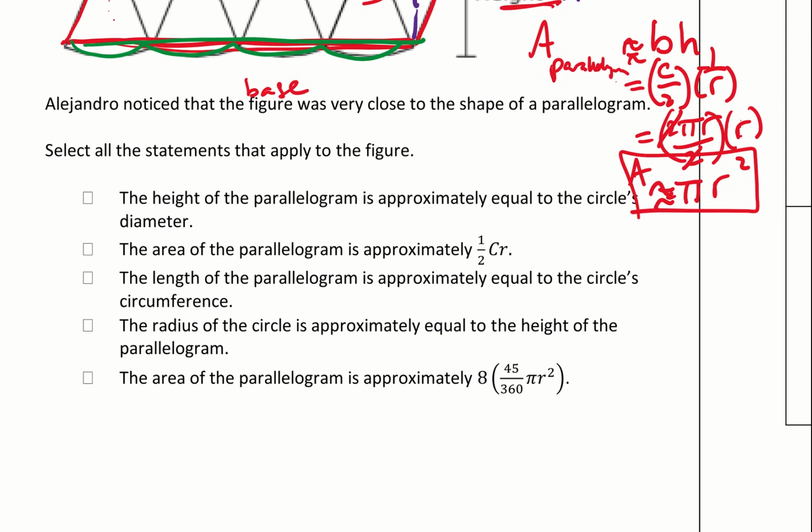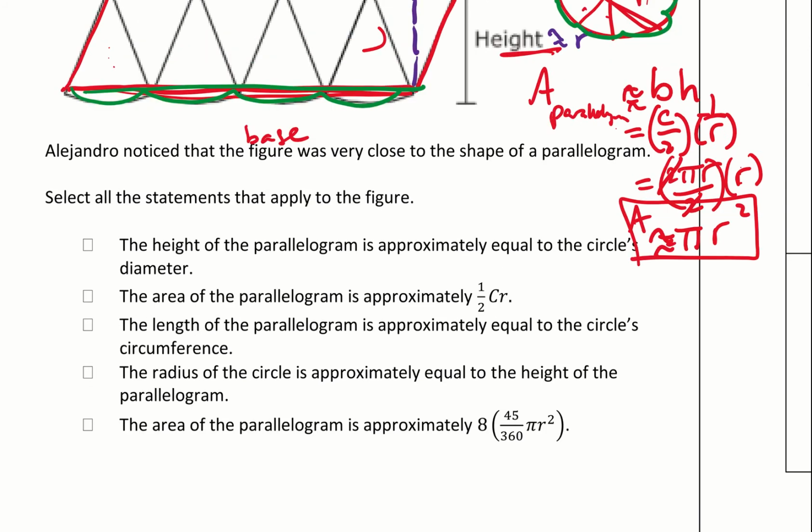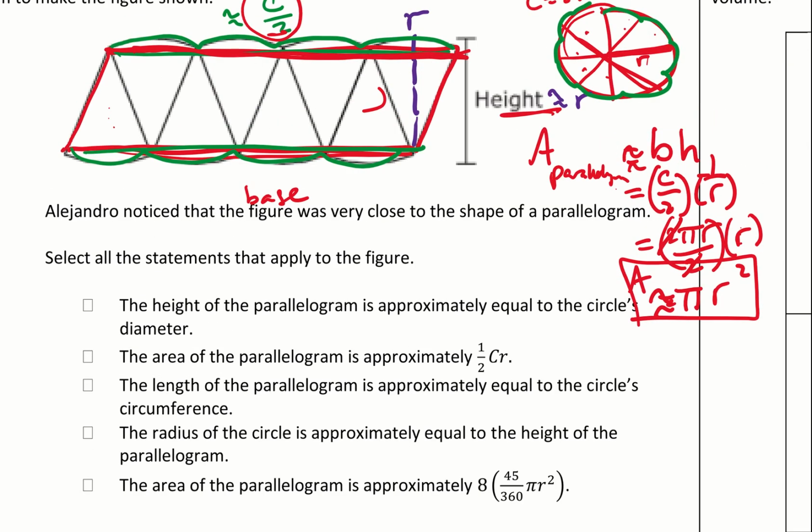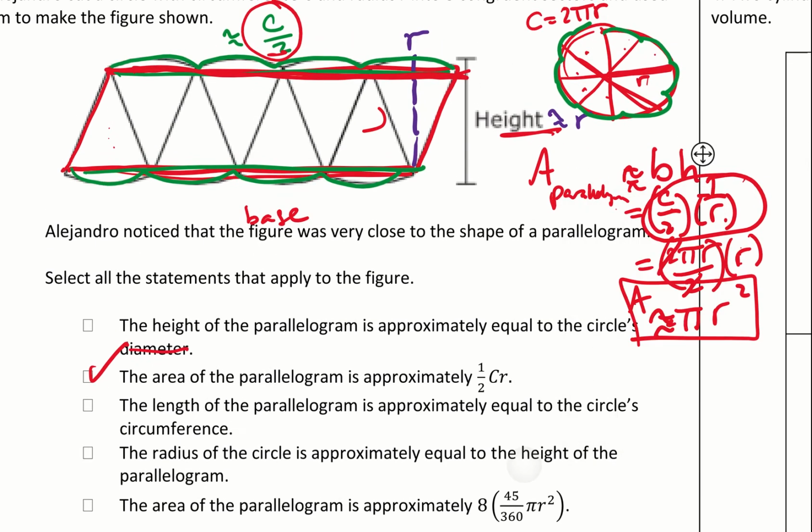So select all the statements that apply. The height of the parallelogram is approximately equal to the circle's diameter. No, we said that it's equal to the radius, not the diameter. The area of the parallelogram is approximately 1/2 CR, and that's what we said here: approximately 1/2 times the circumference times radius. So that's true. The length of the parallelogram is approximately equal to the circle's circumference. No, it's approximately equal to half of the circumference, not the circumference. The radius of the circle is approximately equal to the height.